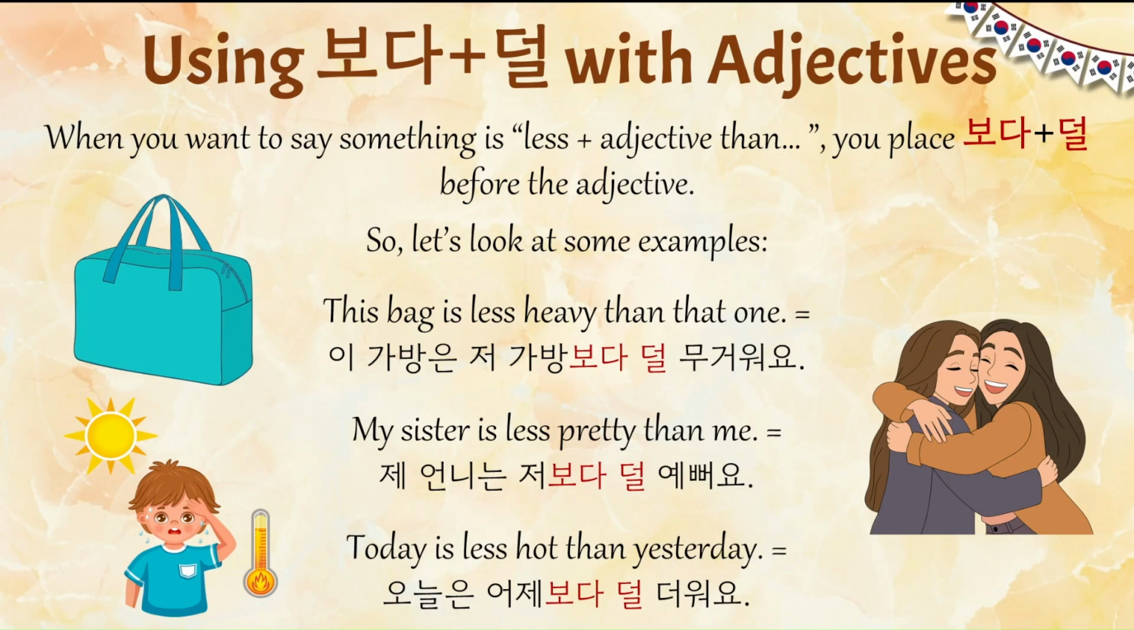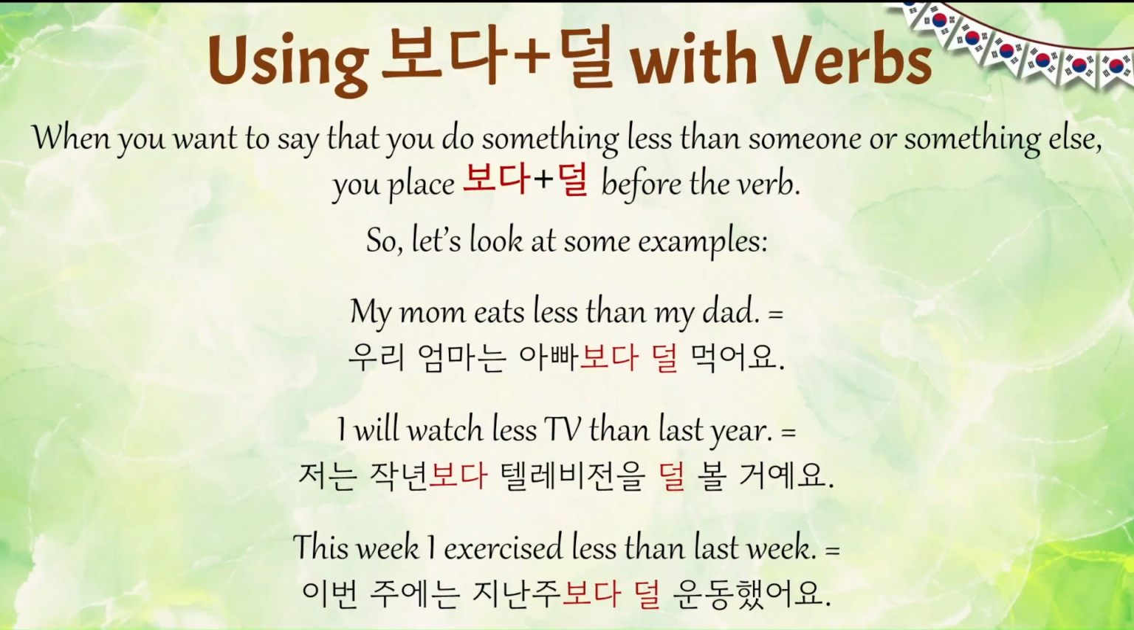And as I said, it is more kind of natural to use 보다 더 instead of 보다 덜 in most of these situations. Okay? This is correct, no doubt, but please keep this in mind that 보다 더 is more commonly used. Okay, now let's see how to use 보다 덜 with verbs. When you want to say that you do something less than someone or something else, you place 보다 덜 before the verb. Let's take a look at the examples.